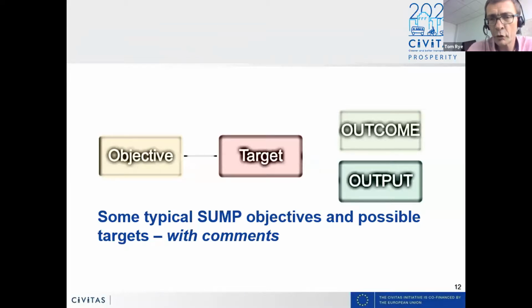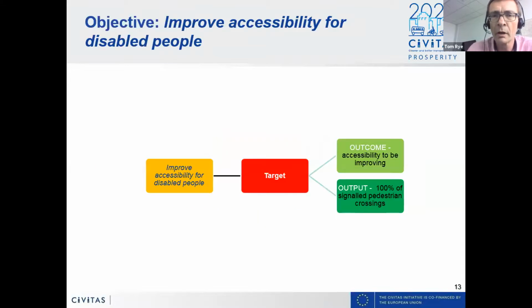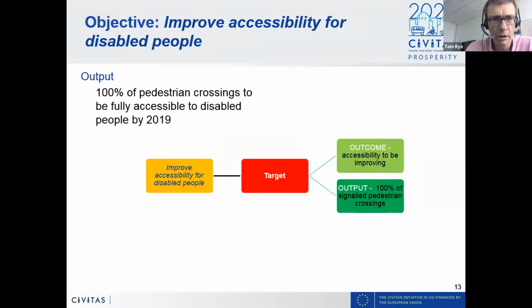I have here one or two typical SUMP objectives and possible targets with some comments. So we quite often within SUMPs would see an objective about improving physical accessibility, or accessibility of the transport network, for disabled people. That's something we want to achieve often in our cities to have a more socially inclusive society. So an output target could be, by 2020, 100% of pedestrian crossings to be fully accessible to disabled people.